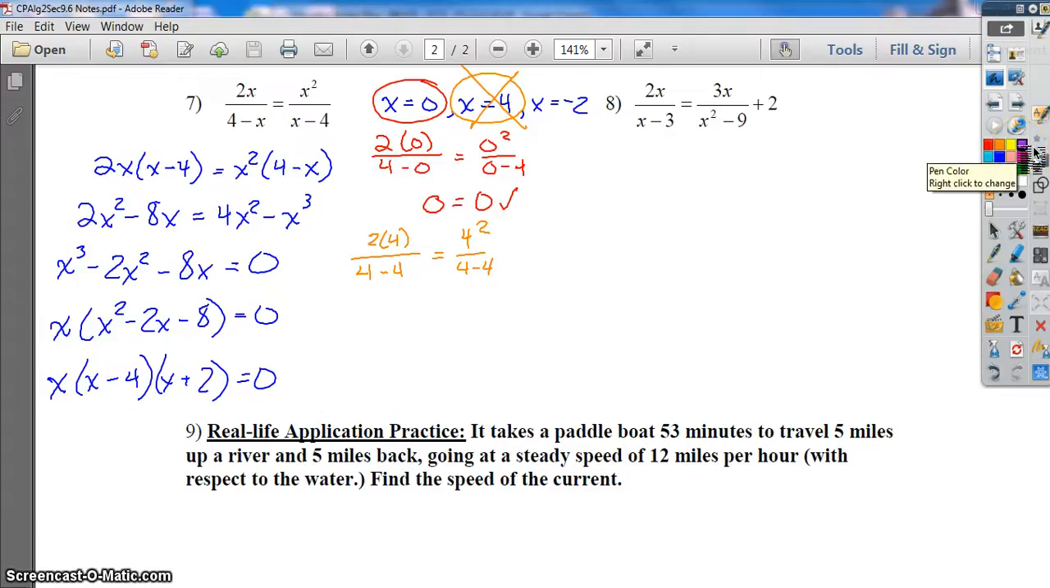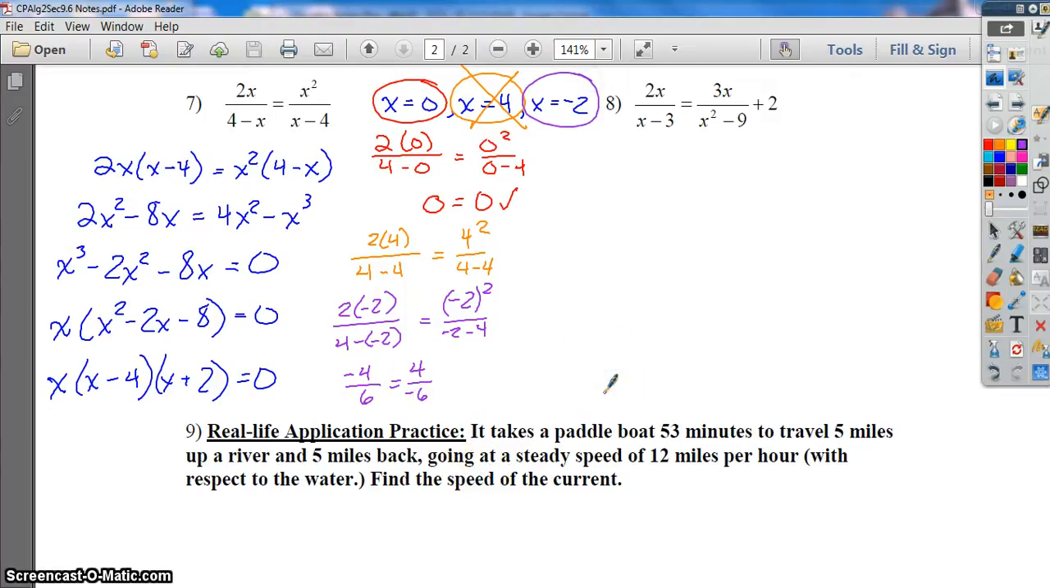And then let's finish up with negative 2. So this is 2 times negative 2 over 4 minus a negative 2 equals negative 2 squared over negative 2 minus 4. So this is going to be negative 4 over 6. This is 4 over negative 6. Yep, those equal. So this is a good answer. So our final answer is 0 and negative 2, and 4 is an extraneous solution.